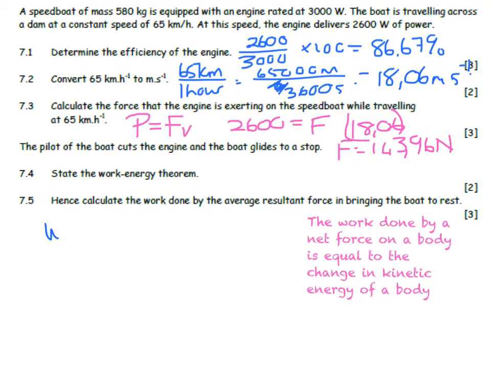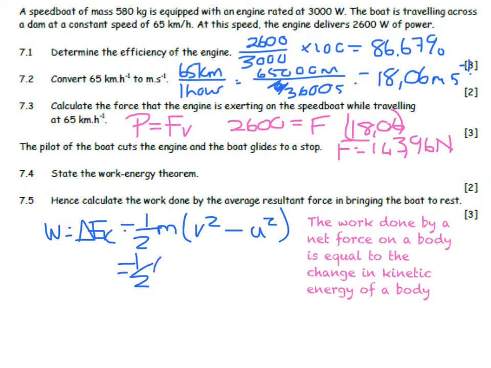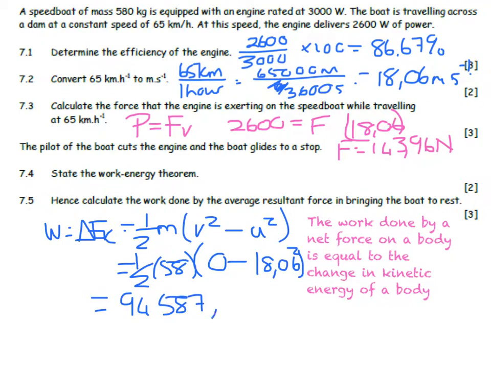So I'm going to say work done is change in kinetic energy, and we need to get that body to come to rest, so it's a half m (v squared minus u squared), and that is equal to a half mass 580, and we're going to come to a halt, so it's 18.06 squared, and when I solve that all, I get 94,587.7, at least 44 joules. You could have done it in 2 steps, that would have been fine.